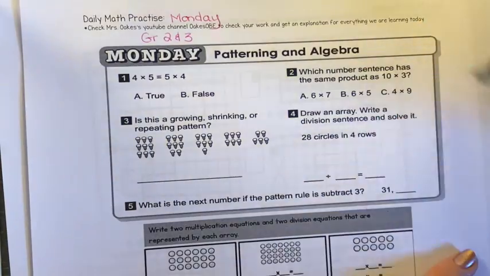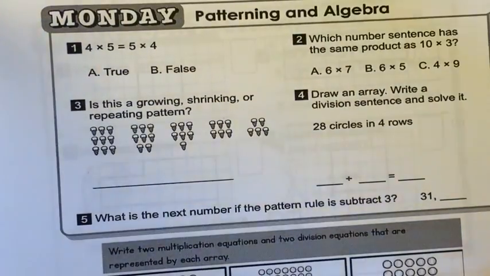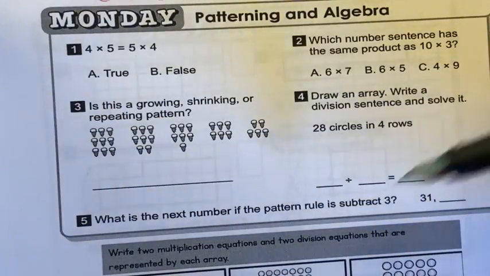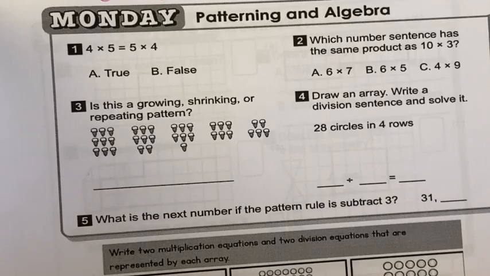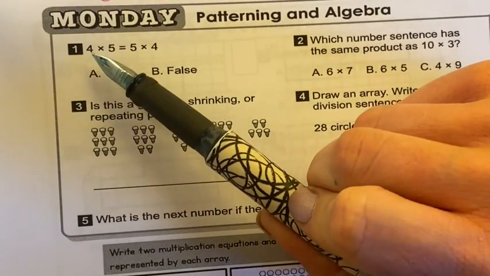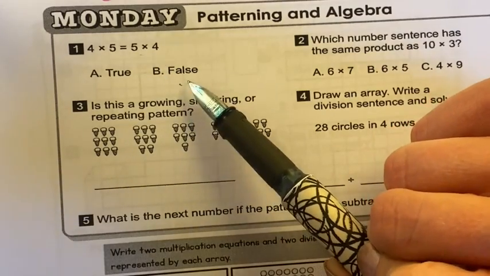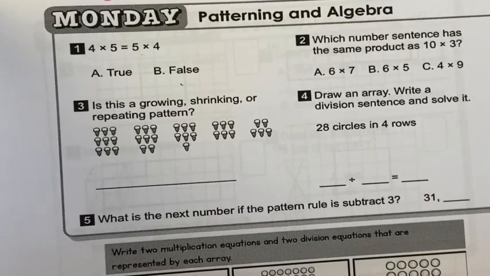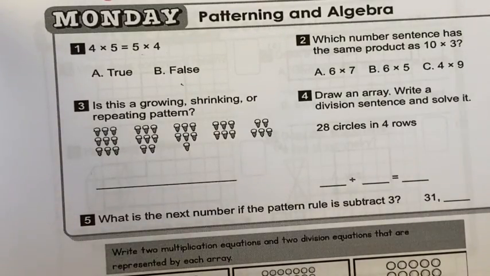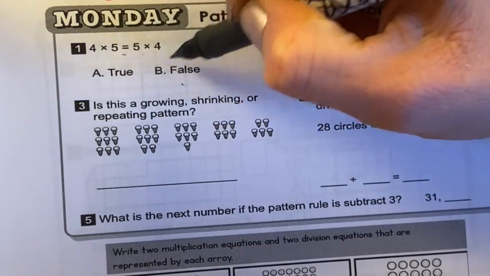So the first part, you know what, I'm getting to the point in the year where I'm going to give you some of these to do on your own. So there's going to be parts where I'm going to explain it, and then I'm going to let you figure it out. So this one says 4 times 5 is the same as 5 times 4. Is that true or false? Now, I've talked a lot about commutative property, so you figure it out. Is it the same, true, or is it not the same? So the equals means it's the same. So they're saying, is 4 times 5 the same as 5 times 4?